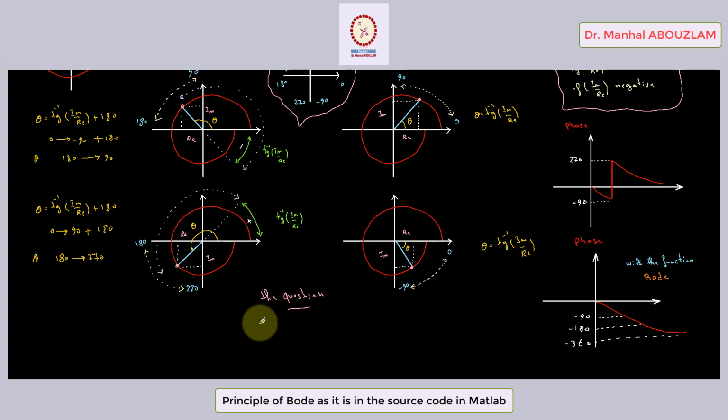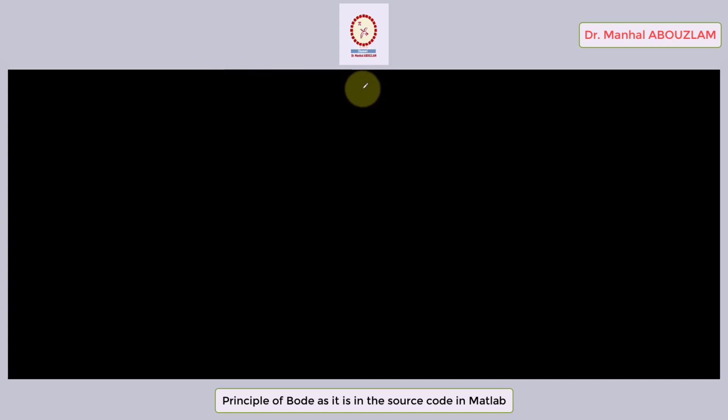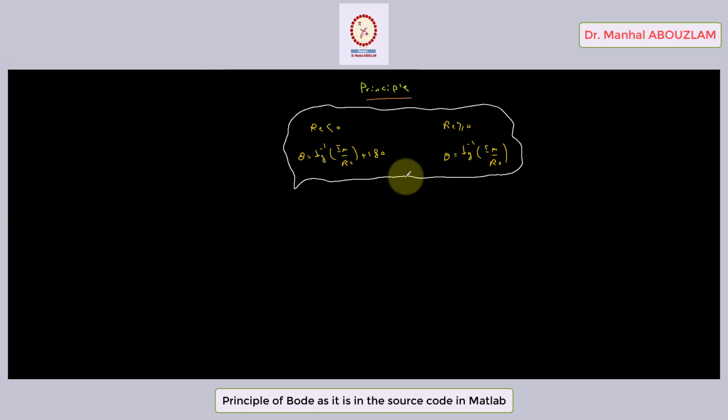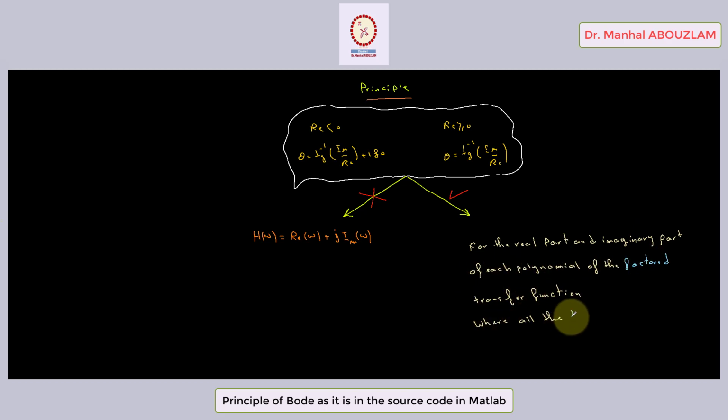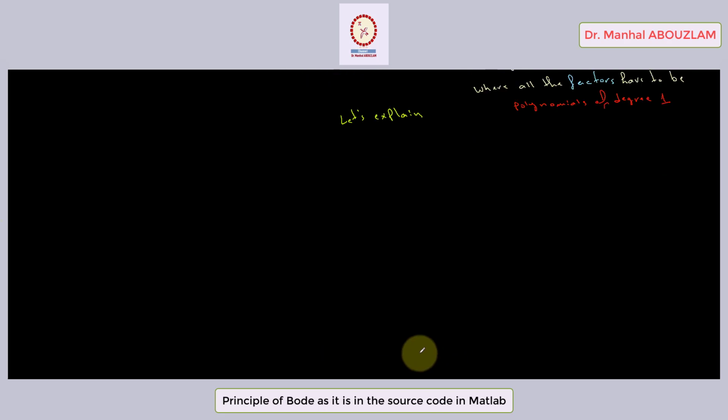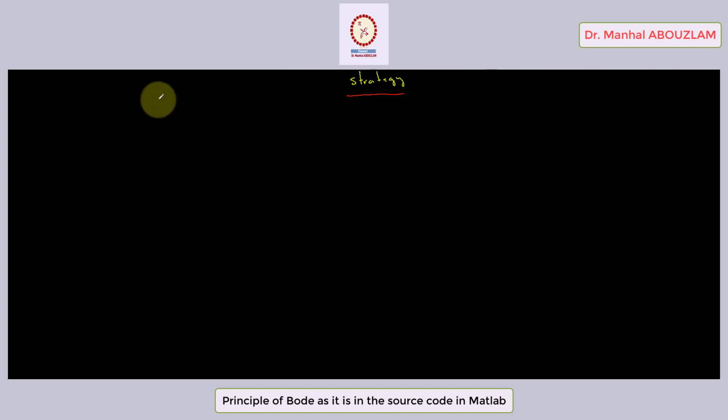So the question is, what is the principle of the function Bode? How do we program it in order to obtain the same curve that the function Bode gives? In fact, the principle is to apply this rule, but not for the real part and the imaginary part of the transfer function, but for the real part and imaginary part of each polynomial of the factored transfer function, where all the factors have to be polynomials of degree 1. What does that mean? Let's explain in detail and present the strategy.